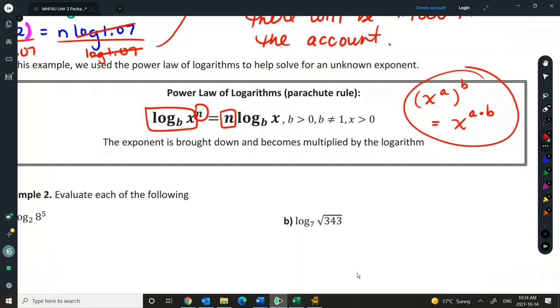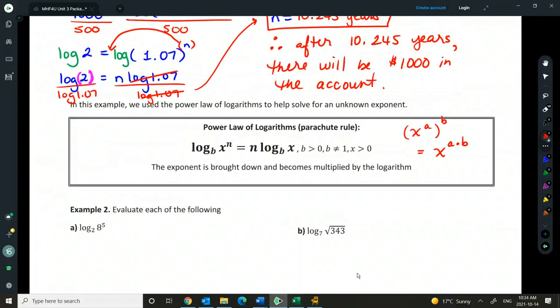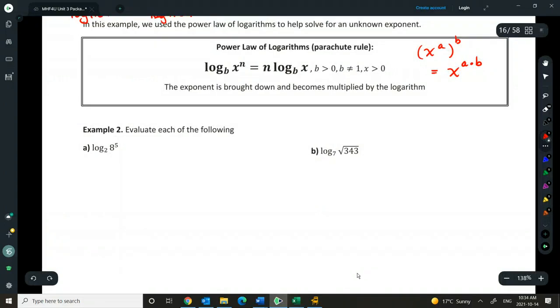Because it's exponent rules, okay? So if you didn't understand that, just memorize the rule, you'll be fine. But that's what it's connected to. It's connected back to exponent rules. So we can write it as a multiple. We're basically multiplying the two exponents. The log is an exponent and the n is an exponent. We multiply it together. Okay?